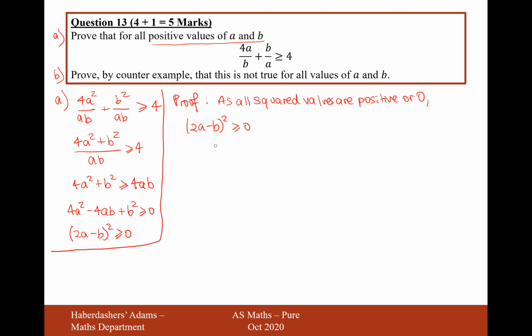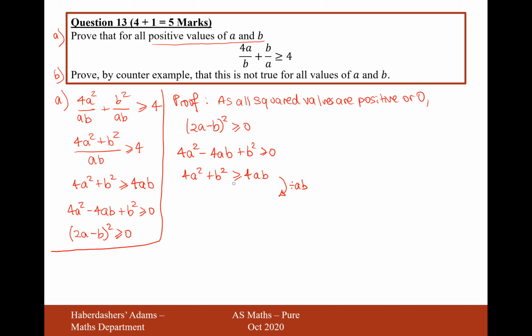Now we'll just apply some mathematical logical manoeuvres. So we'll expand the brackets. 4a squared minus 4ab plus b squared is greater than or equal to 0. Let's now move that 4ab onto the other side. 4ab. Now we'll divide by the ab.